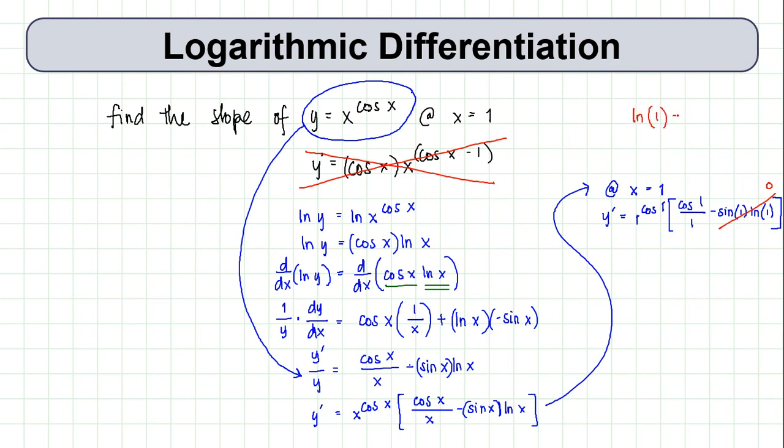Ln of 1 ay equal yan sa 0. Kaya magiging 0 na to. So, ano lang natira sa atin? It will be cosine of 1. Kasi 1 to the cosine of 1 is simply 1. Tapos, 1 naman to. So, mag-cancel lang yan. Therefore, yung value ng y prime is equal to cosine of 1. So, yun yung sagot natin.